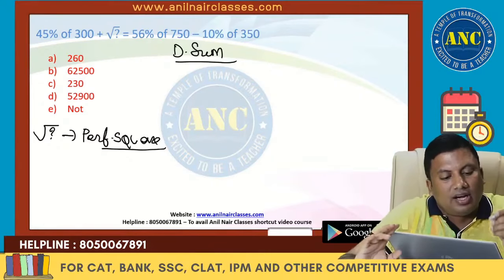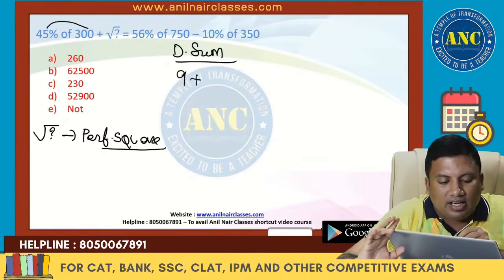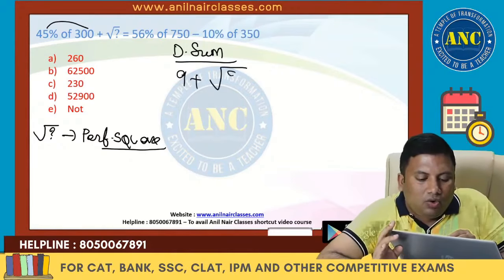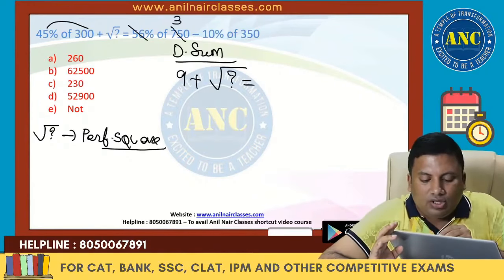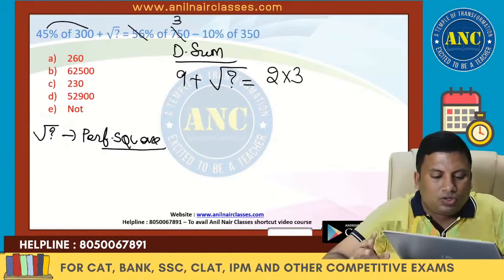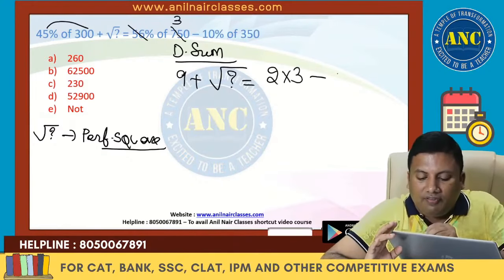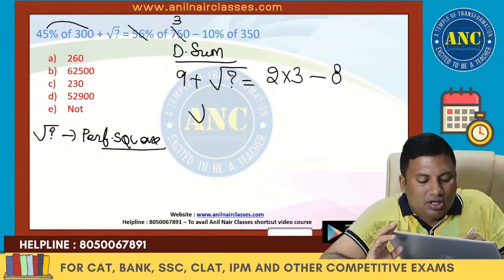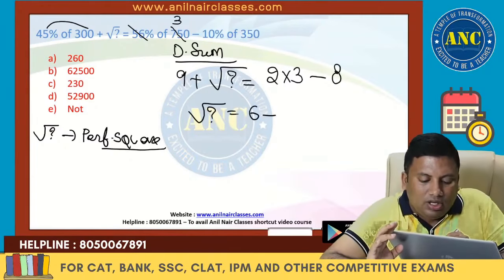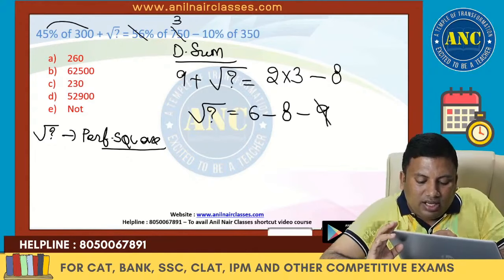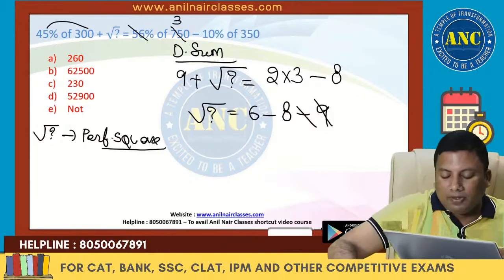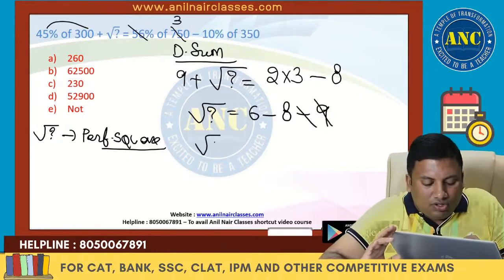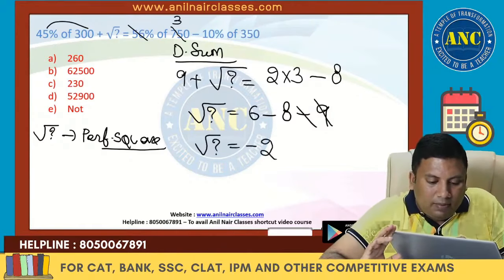Digital sum approach. 9 into any number, it is 9. 9 plus root of question mark equivalent to 7 plus 5, 12, which is 3. 5 plus 6, 11. 11, it is 2. 2 into 3. Minus 350, it is nothing but 8. Root of question mark equivalent to 6 minus 8 minus 9. It makes no difference. If you add 9 or any multiples of 9, answer will be root of question mark, it is nothing but minus 2.